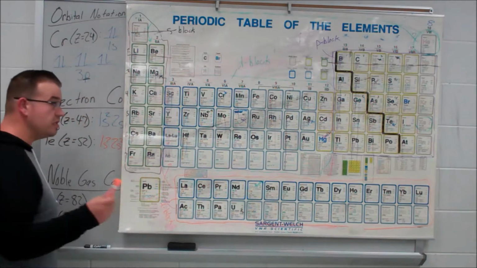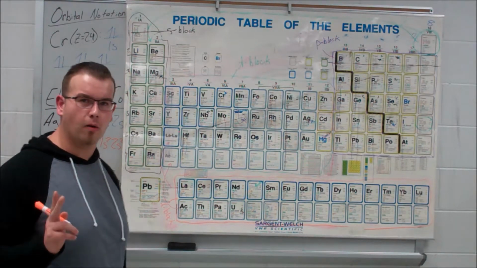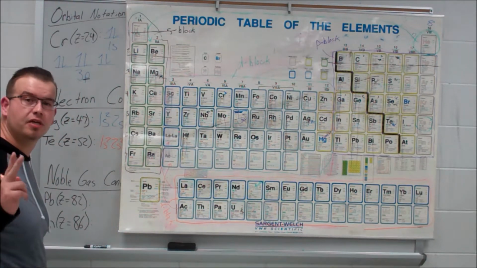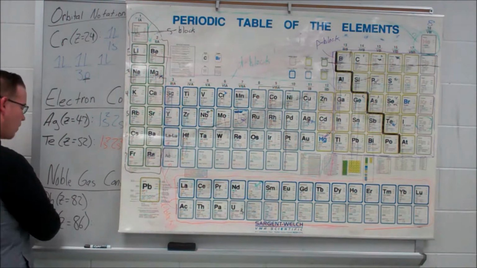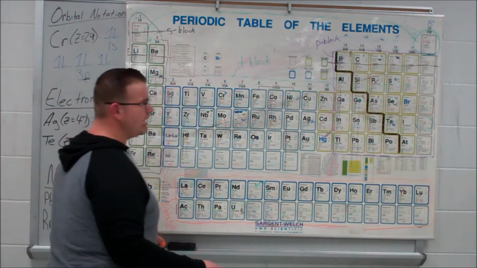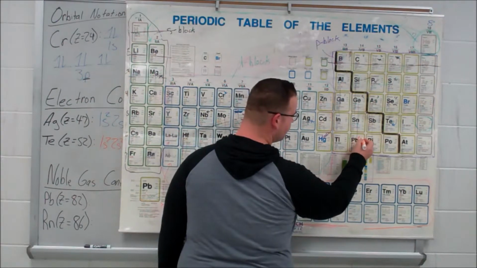Okay, so let's go. I picked 2 hard ones for us to do. They're 2 really good trick ones. So the first one we're going to do is lead. Lead is right here with the atomic number 82.